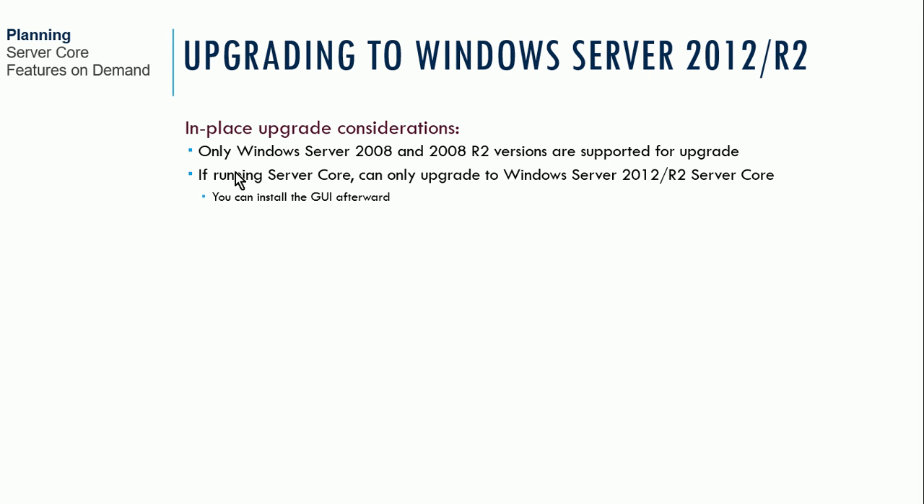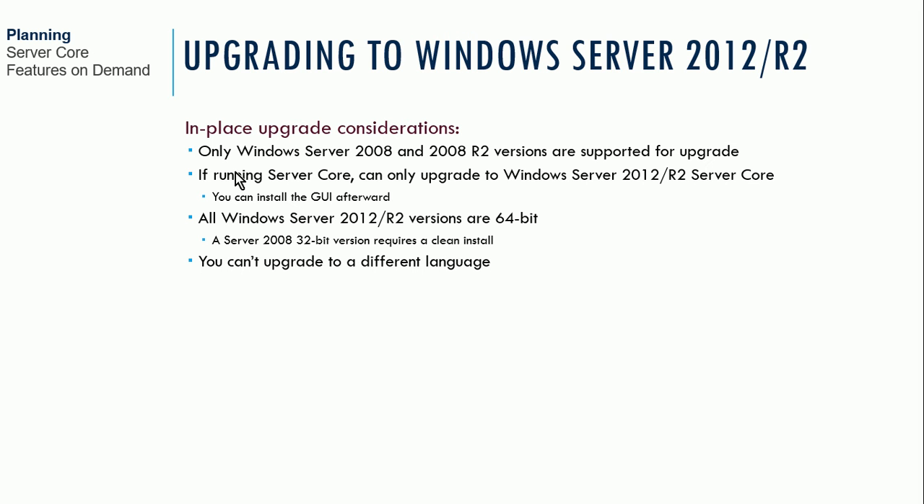If you're running ServerCore, you can only upgrade to Windows Server 2012 ServerCore, which means you cannot go from ServerCore 2008 to a GUI version of 2012. But what you can do is after you upgrade from ServerCore 2008 to ServerCore 2012, you could add the GUI afterwards. So there is an upgrade path in 2012 to go to the GUI if you need to. All Windows Server 2012 R2 versions are 64-bit. So if you're running a 2008 32-bit version, it's going to require a clean install. You won't be able to do that directly.